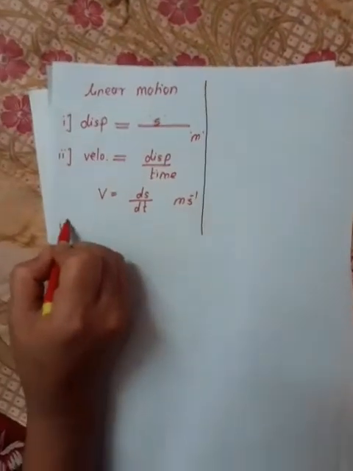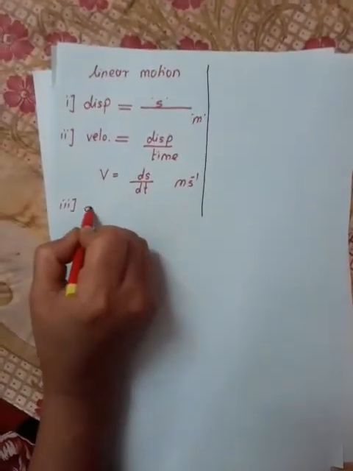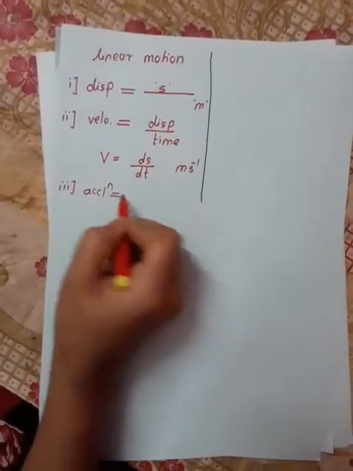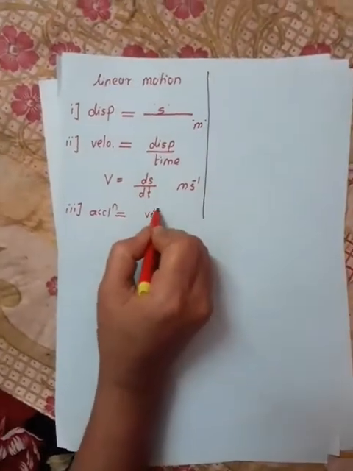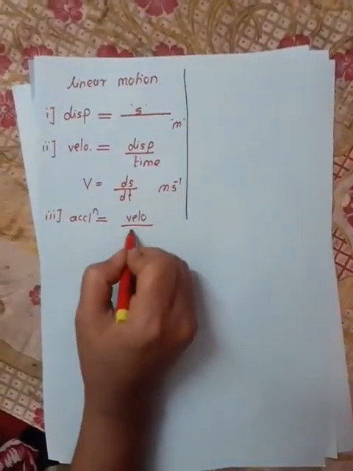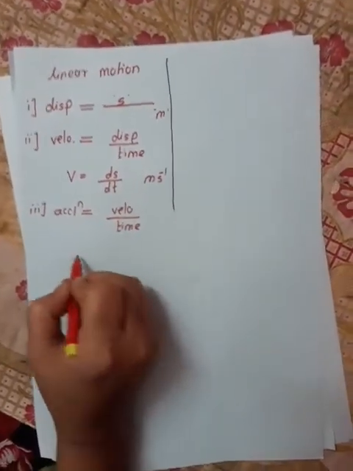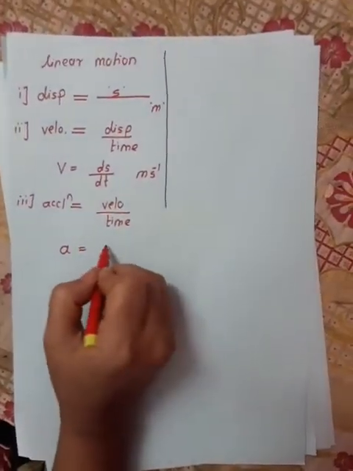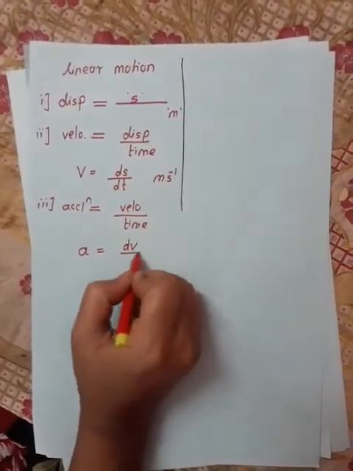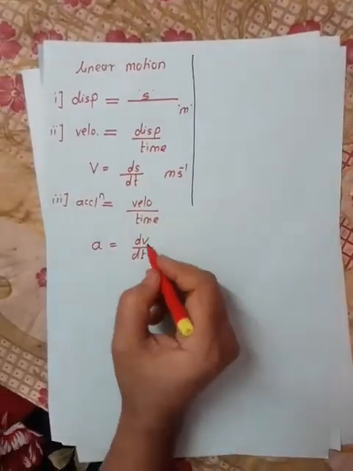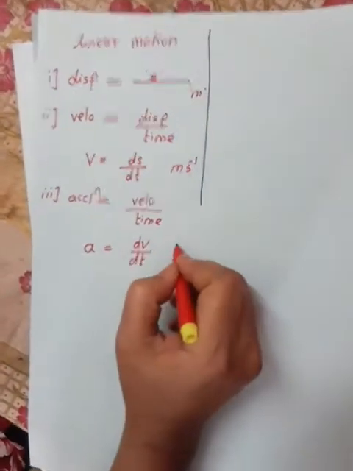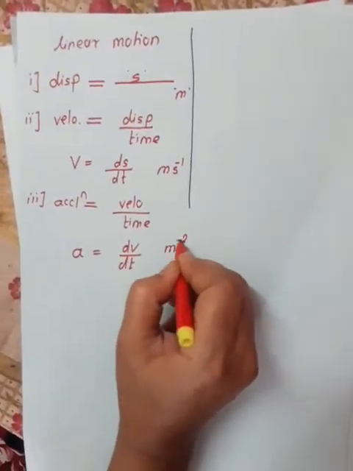Third concept, or third term, is acceleration. Acceleration is nothing but change in velocity upon time. And it has formula with notation a is equal to dv upon dt. That means rate of change of velocity, and unit meter second raised to minus 2.